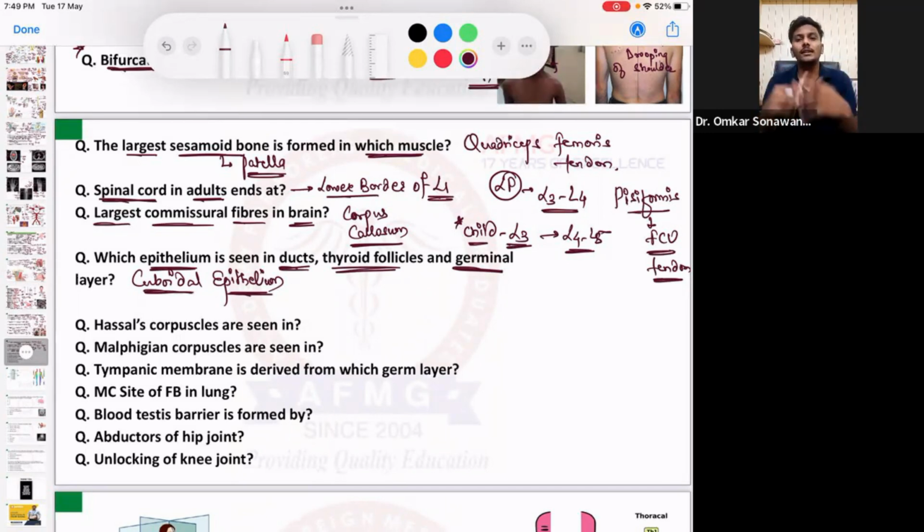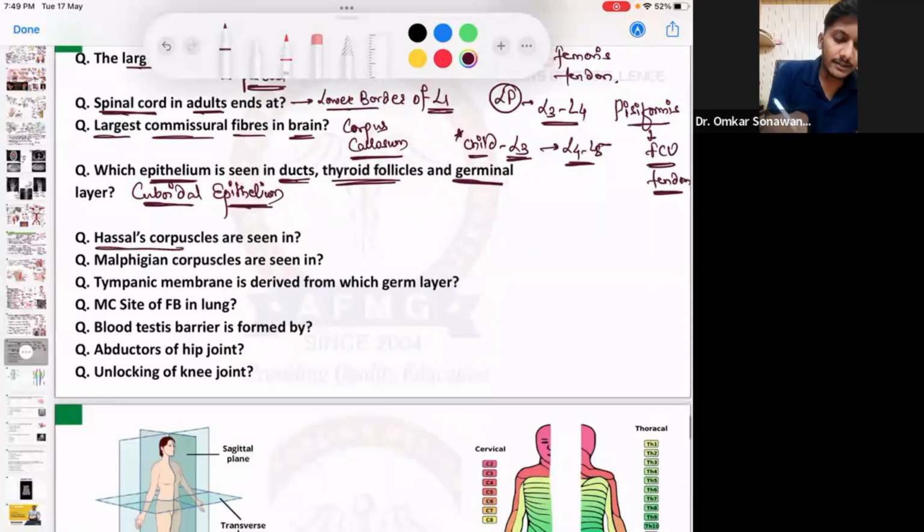Columnar cells are usually found in columnar epithelium in the intestine, wherever there is secretion. Squamous, flat cells, wherever there is protection. Okay. Hassall's corpuscles are seen in the thymus. Malpighian corpuscles are seen in, and ducts of Bellini.